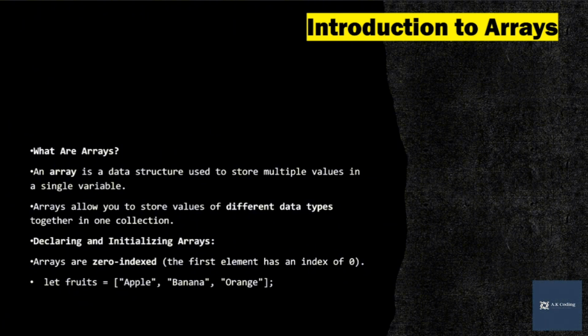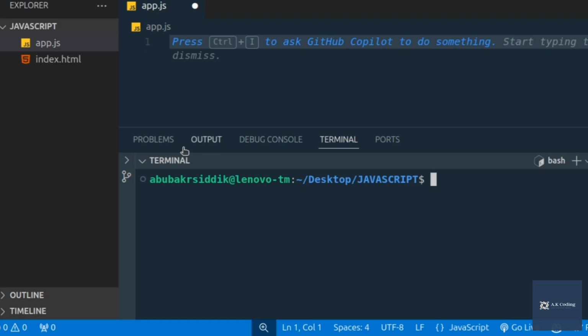And declaring and initializing arrays, how it looks like. Arrays are zero indexed and the first element has an index of 0. As you can see here, we have a simple array. We are declaring a variable called fruits, and inside there are 3 values, and they are strings.